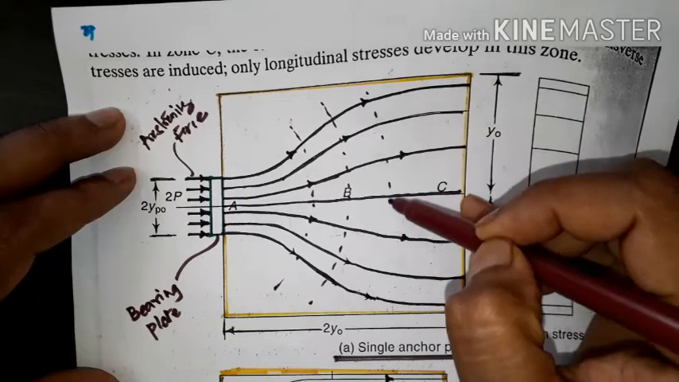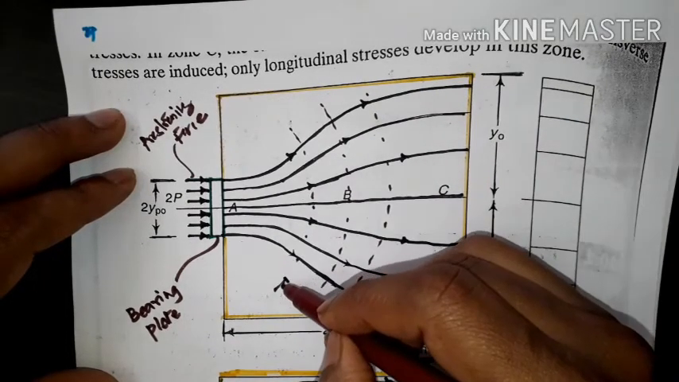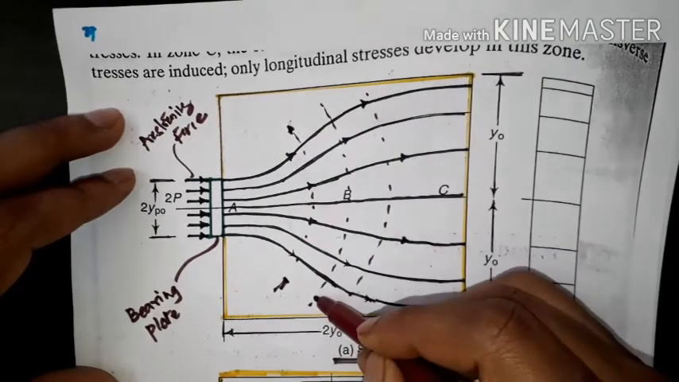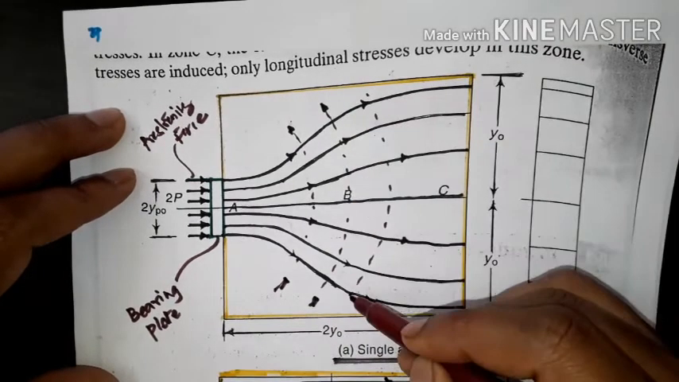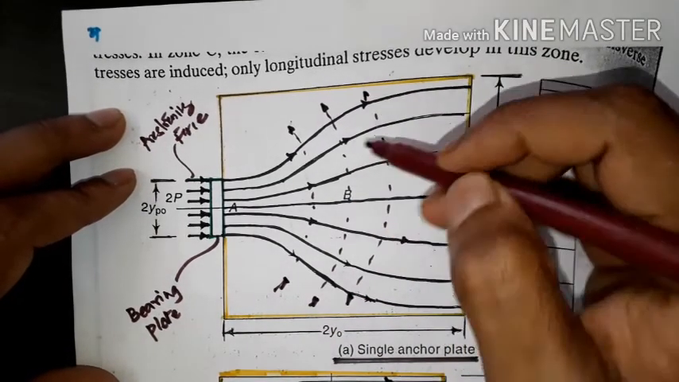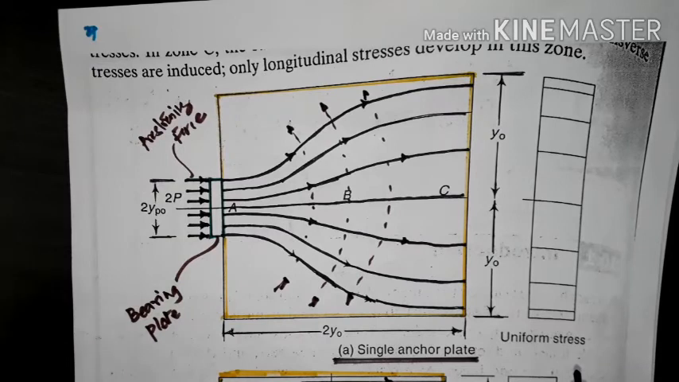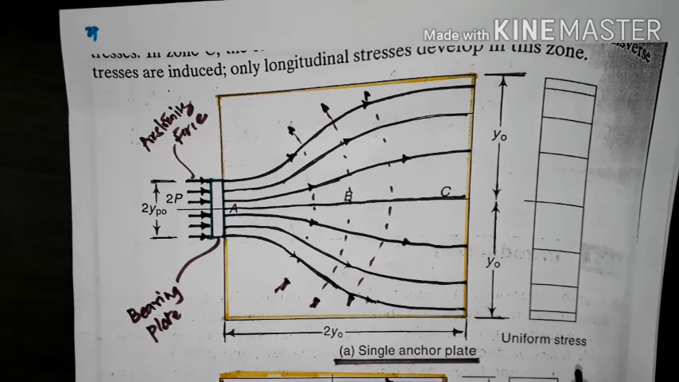Like this. So what will happen? Tension, again this side also tension, tension, tension. So what will happen because of these tensile stresses? The concrete will try to move out from the section because of the tension, or it will crack, or it will burst.